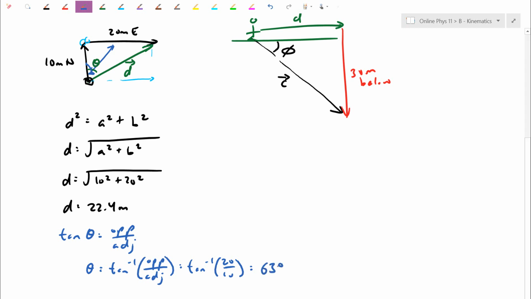Instead of just saying northeast, we start from the pure direction. So this line here is aiming pure north. And I'm aiming 63 degrees east from north. So therefore, I'm going to write this down here, east of north.